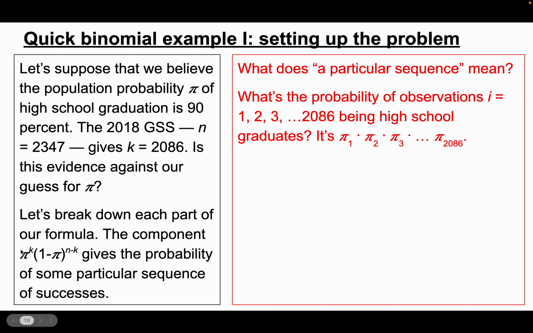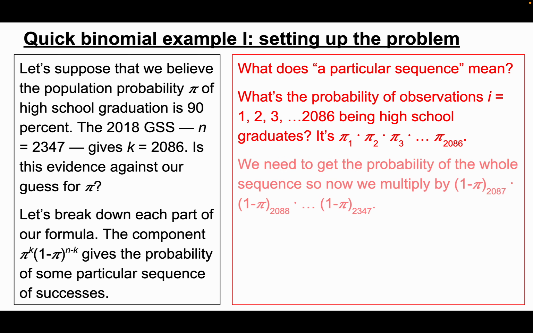But we didn't just observe 2086 people, we observed 2,347 people, so we need to get the probability of the whole sequence by multiplying 1 minus pi sub 2087, 1 minus pi sub 2088. This is, again, a slight abuse of notation because this is really the first failure, not the 2087th, but I'm just trying to show that we're keeping track of every individual. So when we actually do out the math here, this would be a number of operations. The number of factors in this product would be equal to 261, which is the difference between these two numbers here. So that's our n minus k, 1 minus pi taken to it. And then this would be 2086 factors here.